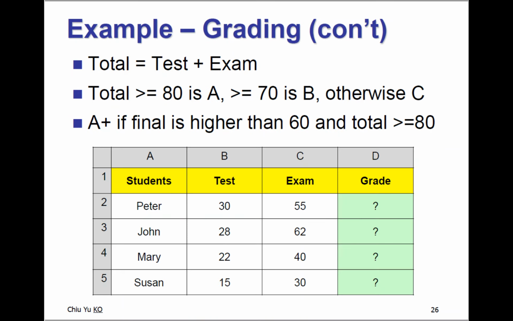Okay, an example would be the following. If I want to look at the exam again, I want the total, as well as the exam, and this will determine whether it's A, B, or C. But I sometimes want to give A plus if they do very well on both fronts: final is high enough and total is high enough. So how can we implement this in Excel?